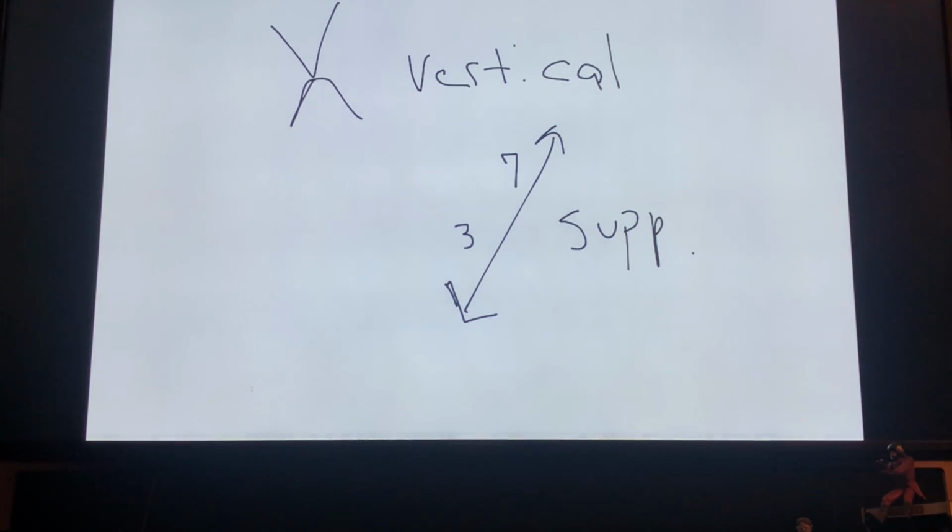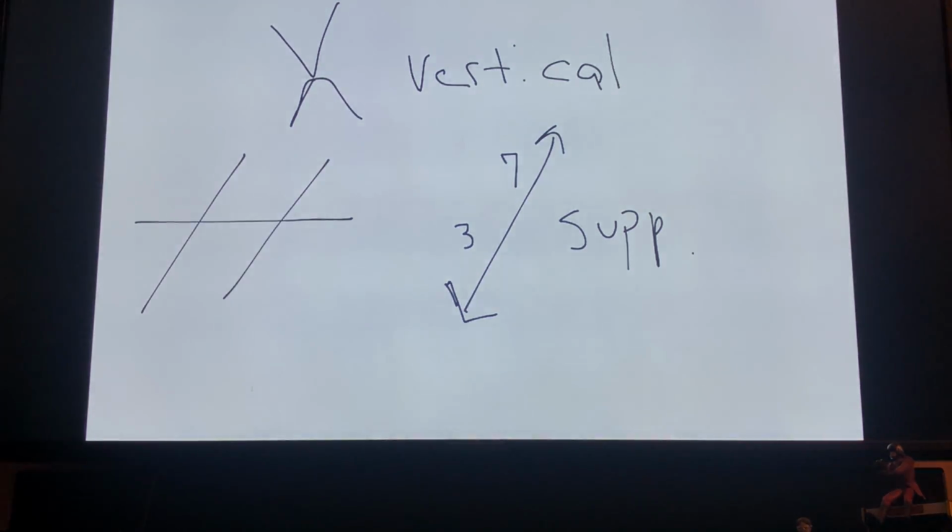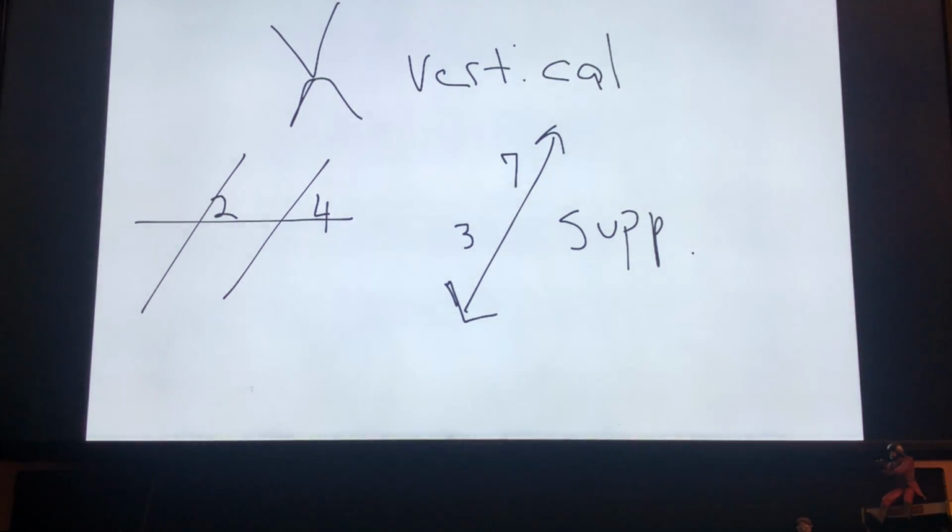Now 2 and 4, they're the same parallel. So what I'm saying is if you have something that looks like this, and 2 is right here, and 4, let's just say it was 20 degrees, that means this is 20 degrees. So they are corresponding.